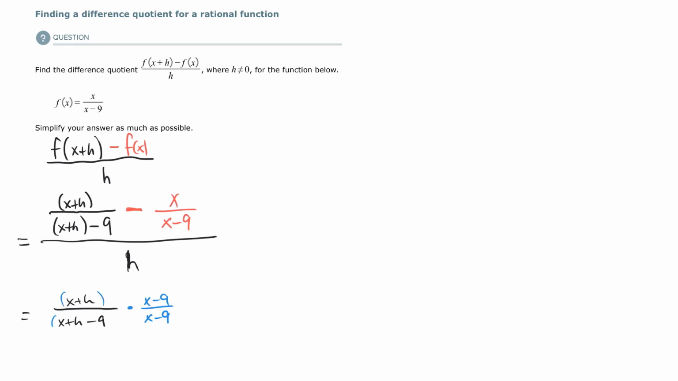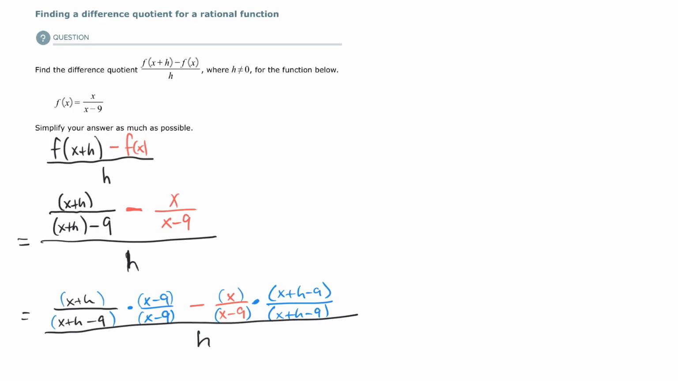Now everything gets parentheses, right? All numerators and denominators have invisible parentheses. Minus x over x minus 9 times what now? Times x plus h minus 9 over what? X plus h minus 9. And as usual, all the numerators and denominators have invisible parentheses. Put that all over h. Okay, now let's simplify things. What's the next expression? I'm going to put it way up here.